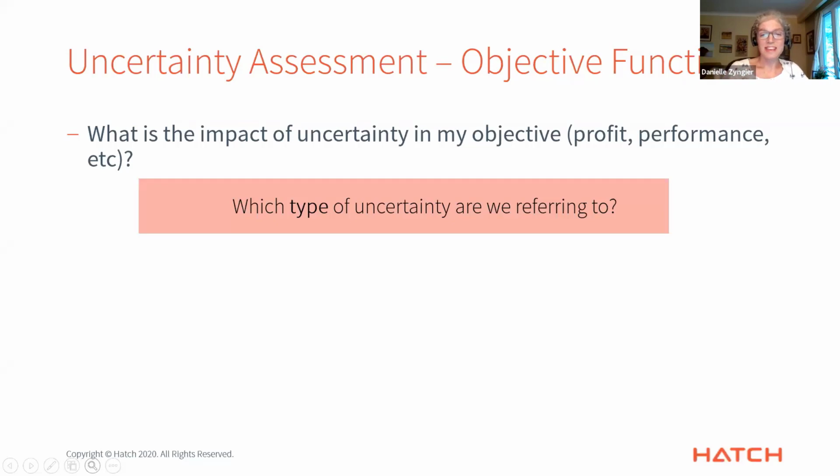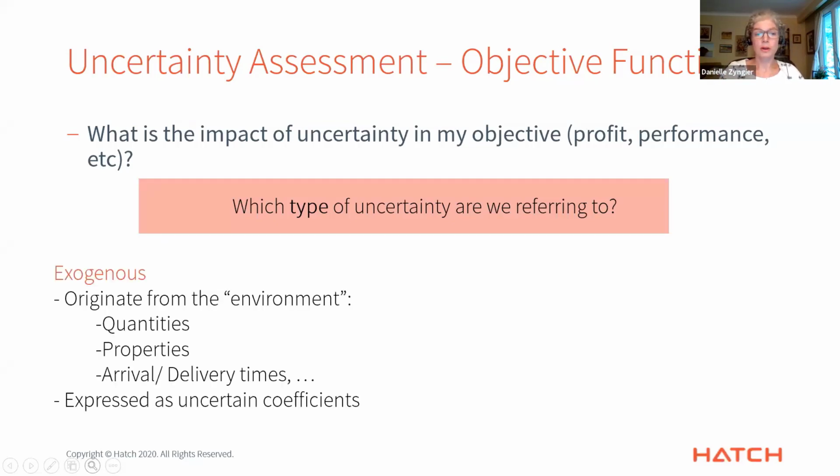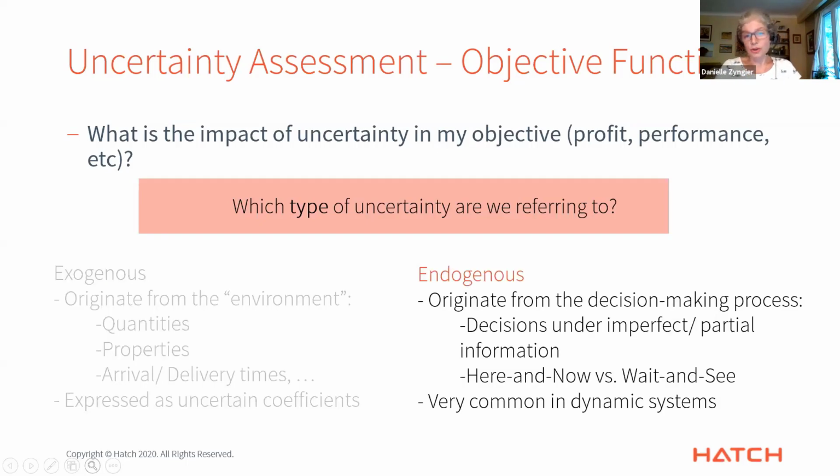And even in the objective function, what type of uncertainty are we referring to? Are we referring to exogenous uncertainty that originates from the environment? So that could be arrival times, that could be the quantities that are coming from your mine, that could be the property of the material coming from your mine, or that could be endogenous uncertainty, which comes from the fact that you don't have perfect information of the future when making those decisions.